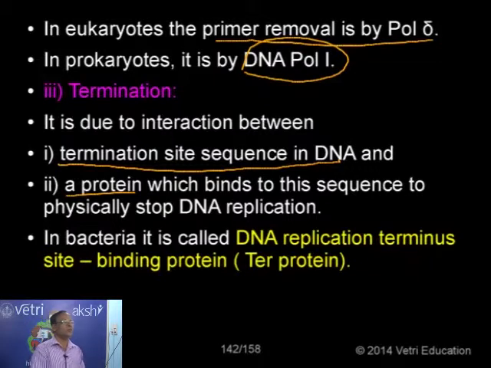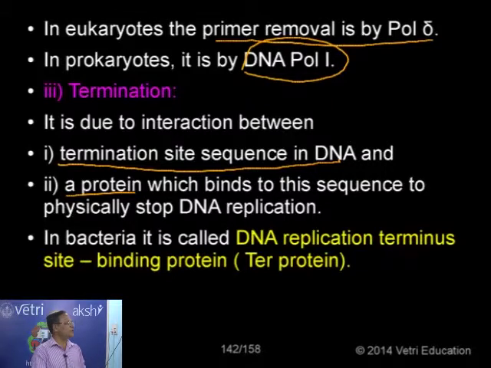This protein binds with the termination site sequence, so that the process of replication is stopped physically. So one factor is the DNA sequence, called the termination site sequence. Another is a protein. That protein binds with this sequence. Once the protein is bound with the termination site sequence of the DNA, the process of replication is stopped physically.